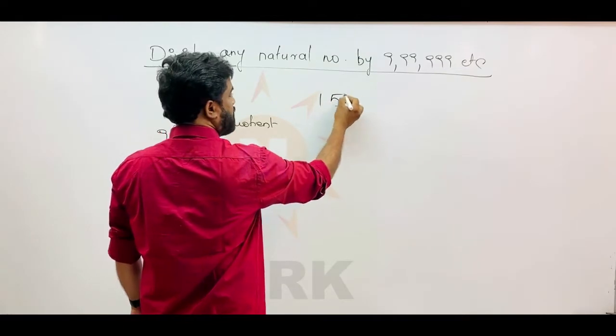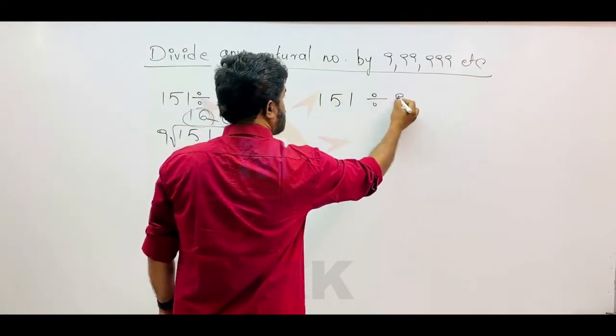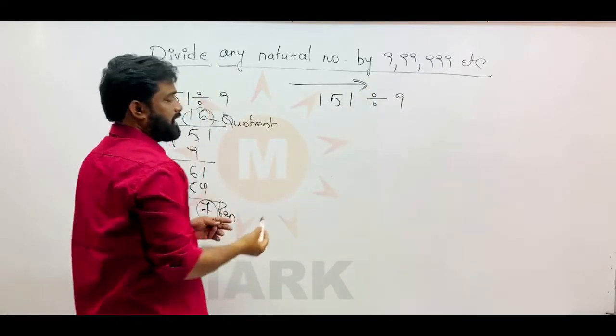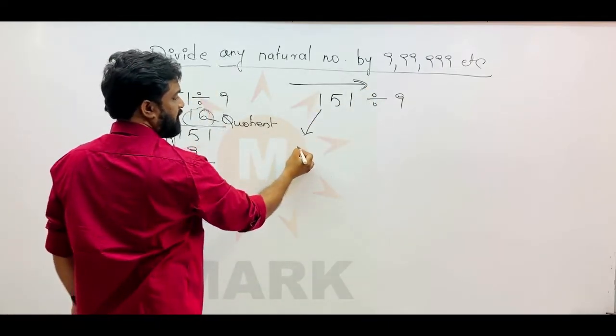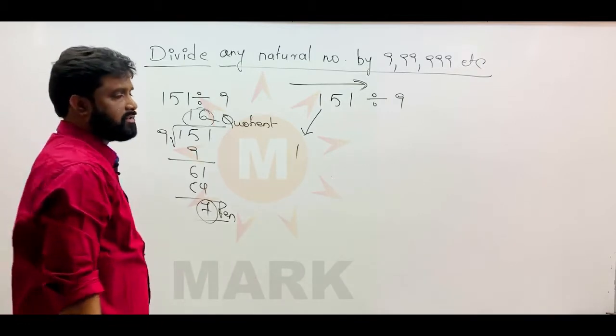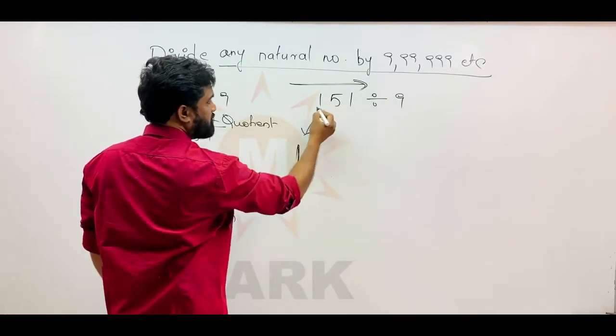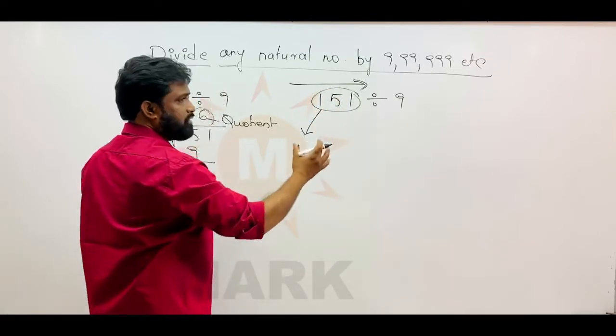Suppose you are doing 151 divided by 9. Start the procedure from left to right. Write the first, leftmost number as it is. Whatever number you have written, add it to the next number in the original number that you are dealing with. The original number is 151.